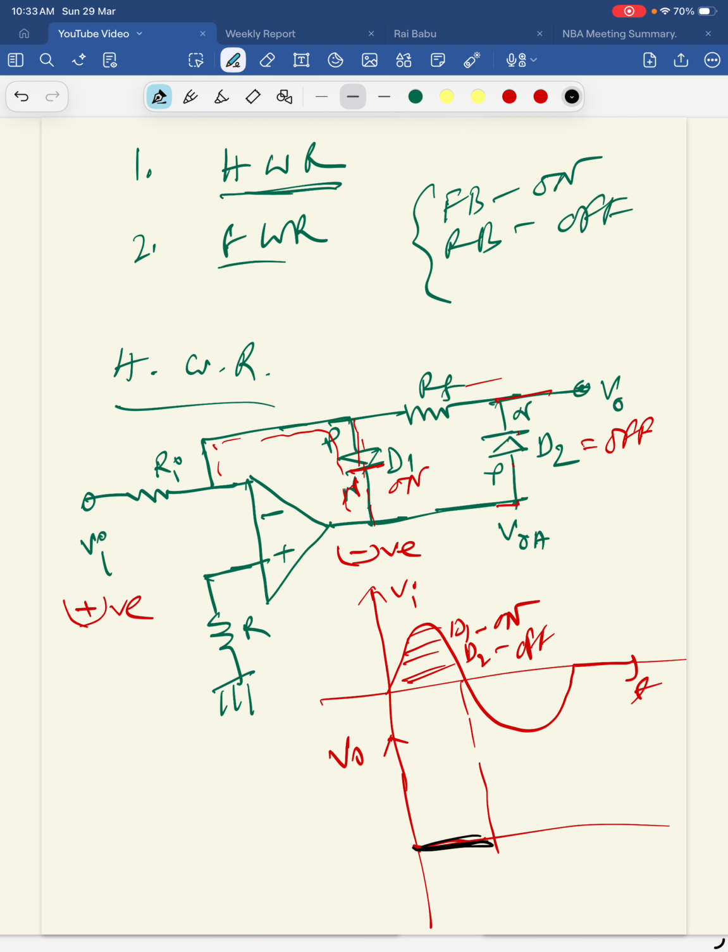Now what will happen for the reverse case? When the input is negative, then definitely the output should be positive. So as the output is positive, this N side is getting positive. So that means this is reverse bias. Now reverse bias means this is off. So D1 is off. So in this case D1 is off and D2 is on. Why is D2 on? Because this is positive and this is P. So P is getting positive, so forward bias.